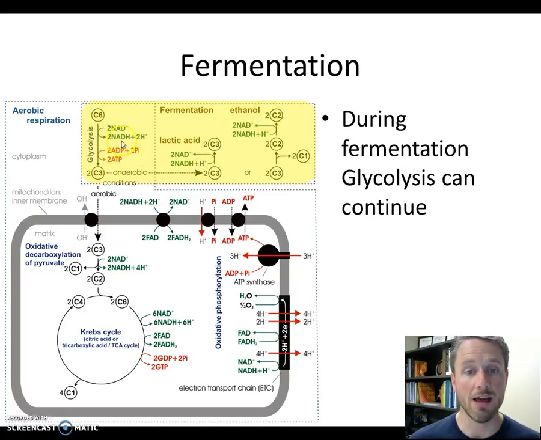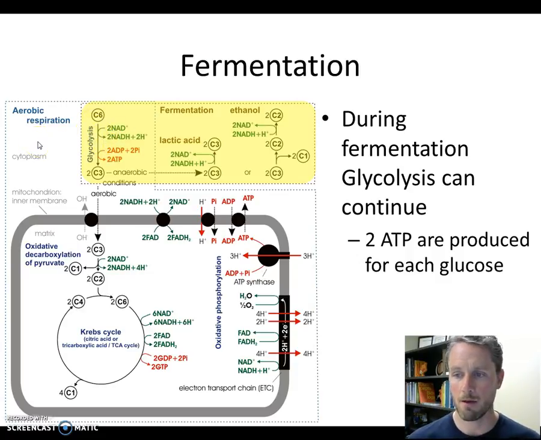But you'll recall that glycolysis produces these two ATP molecules. So that's where we get two ATP molecules from each glucose when we're doing fermentation. You'll notice the fermentation reaction itself doesn't create the two ATP. The fermentation reaction creates the NAD that allows glycolysis to continue. All right. So for each glucose we start with, we produce two ATP. So that's the benefit of fermentation.